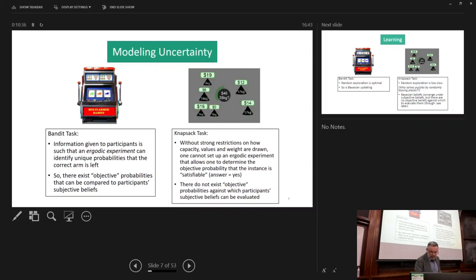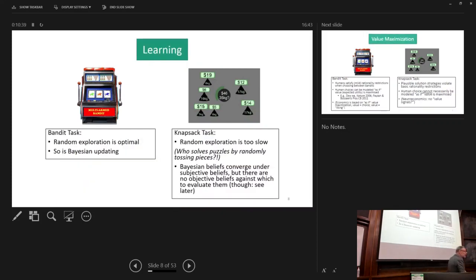All right. So, learning. How do you learn in a Bandit task? Random exploration is optimal. You can do other things. They're equally optimal. You can go left, right, left, right, left, right, or you can do left, left, left, right, right, right. That's not random, right? But you actually learn equally much as with random. So is Bayesian updating. Bayesian updating is the best way of doing things. And if it's too complicated for you, you can use reinforcement learning. You can use the TD learning, all these things that you know from Silicon Valley. In the knapsack task, random exploration is actually extremely slow.